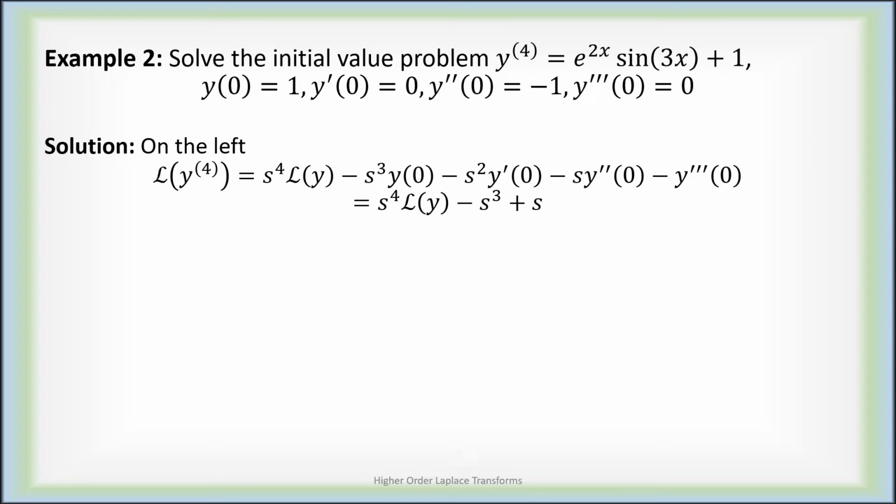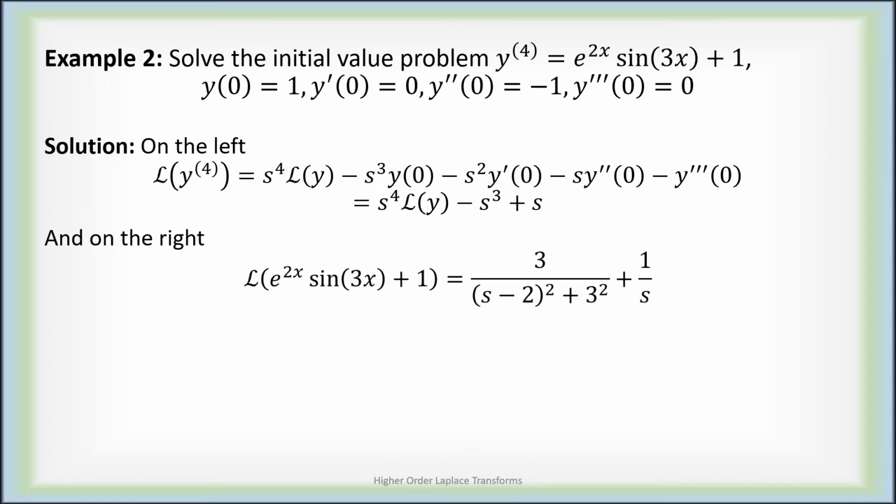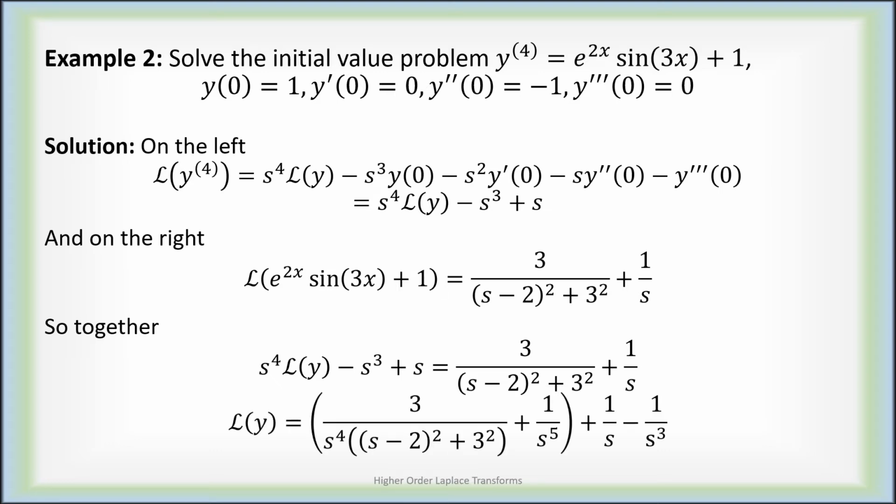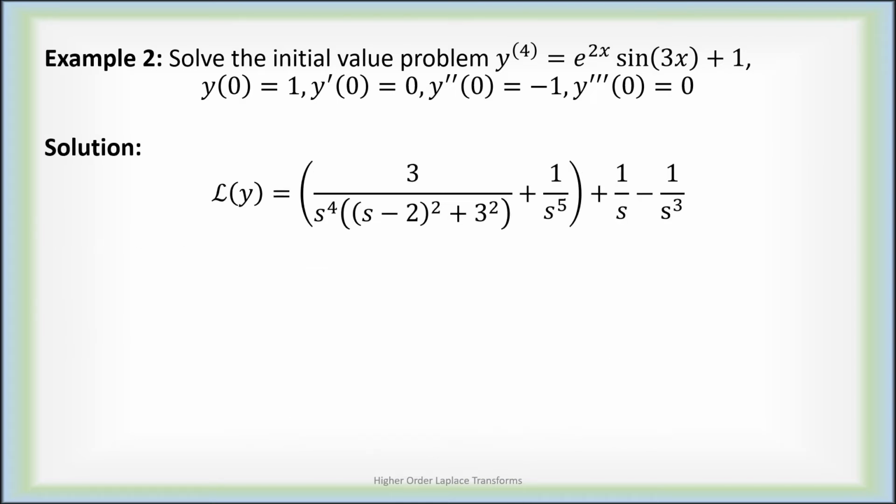Thanks to our initial conditions, this is just s to the fourth times the Laplace transform of y, minus s cubed plus s. And on the right-hand side, we take the Laplace transform of e^(2x) sin(3x) + 1. Referring to a table of Laplace transforms, we get 3 over ((s - 2) squared + 3 squared) plus 1 over s. Setting the left equal to the right, we end up with this right here. Now we just have to solve for the Laplace transform of y. So if we solve for the Laplace transform of y, we end up with this, a bunch of rational functions added and subtracted together. We've managed to solve for the Laplace transform as this mess.